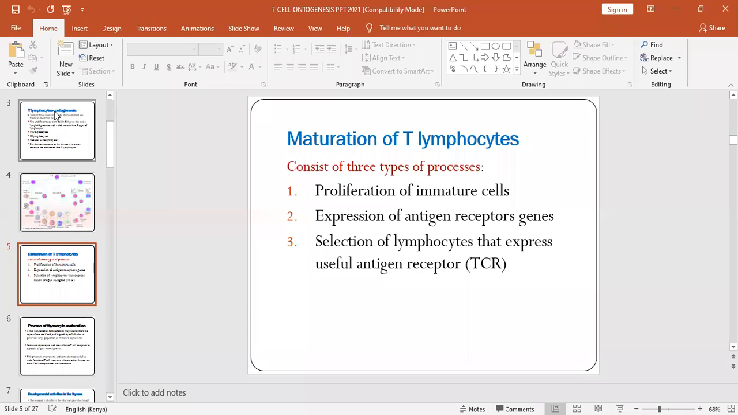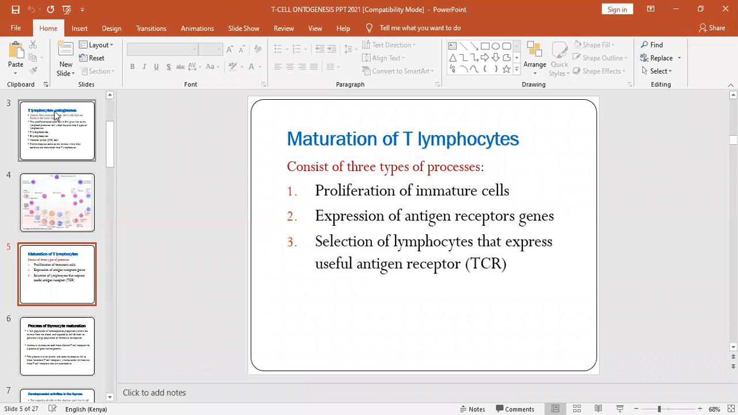Now, in terms of maturation of the T lymphocytes, this happens in three processes, which can be categorized as proliferation of immature cells. These are the pro-thymocytes that come from the bone marrow via blood. They reach the thymus region, and these are completely immature. They cannot do anything as far as immunological functions are concerned.